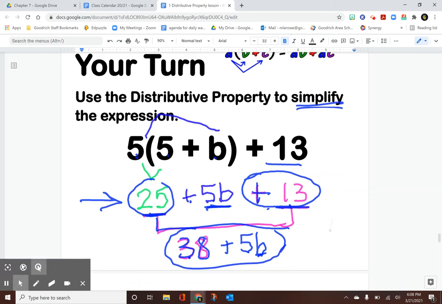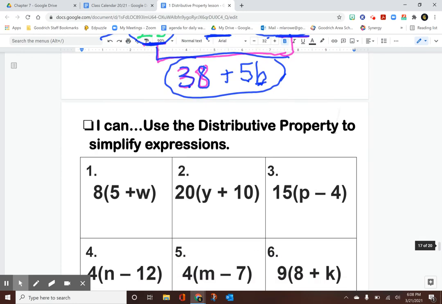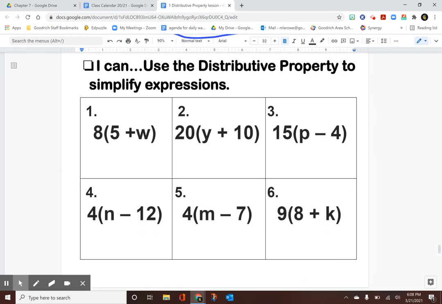How'd you do? Were you able to simplify a pretty complicated problem? So we're going to see how you're doing with the distributive property.